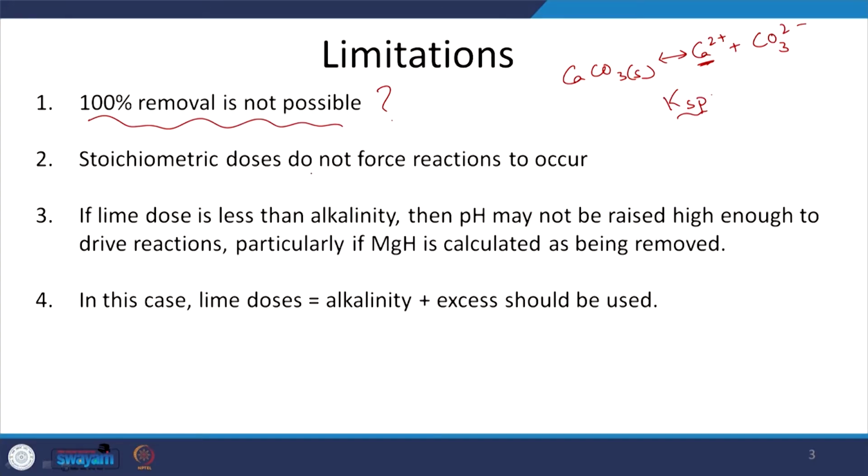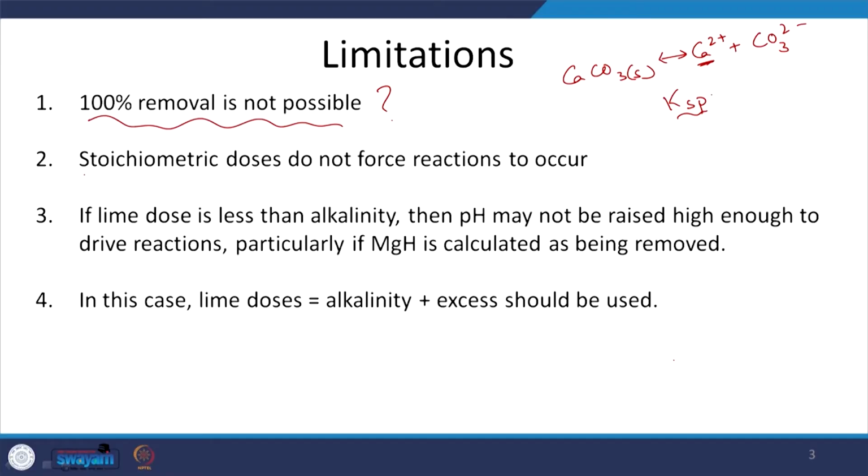And also stoichiometric doses themselves do not force reactions to occur. For example, we looked at a particular question and then solved it, right? But the way the question was asked, they did not talk about the excess or what is required to drive the reaction. In general, just maintaining the stoichiometric ratios won't start or trigger this precipitation. For precipitation to occur, you need nucleation, and then there are other steps, let's say agglomeration, ripening and such, right? Or crystal growth. For the rate to be high enough for these steps to occur, you need high enough concentration of the relevant reactants, meaning calcium or the carbonate.